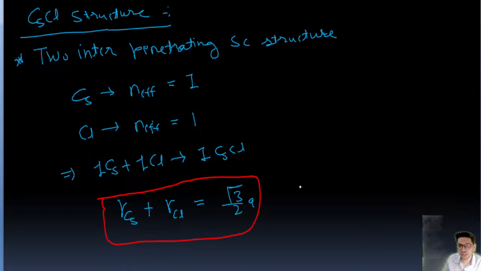So from here we can easily get the value of a. The value of a is going to be 2 upon root 3 times (R_Cs plus R_Cl), the radius of cesium plus the radius of chlorine. Very important thing. Next, the volume of the unit cell is a simple cube, right? So now we'll find the APF, atomic packing fraction, for cesium chloride.